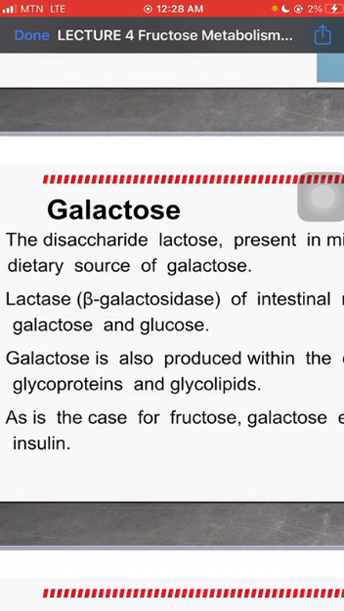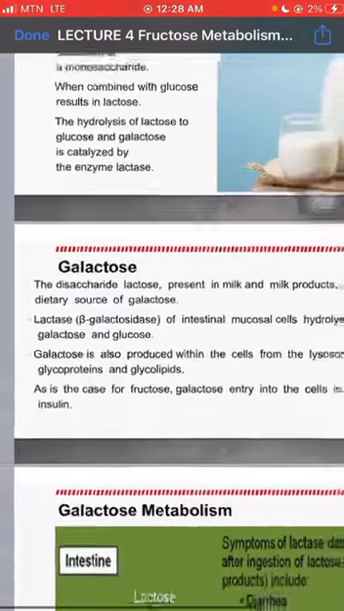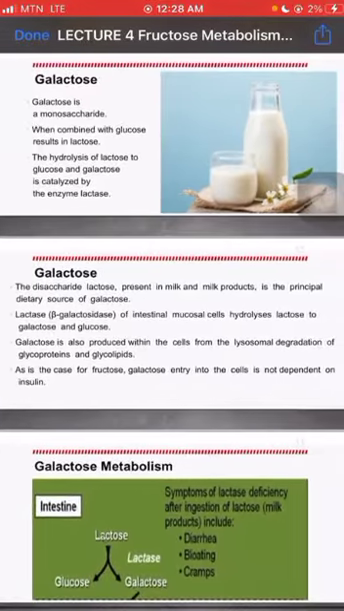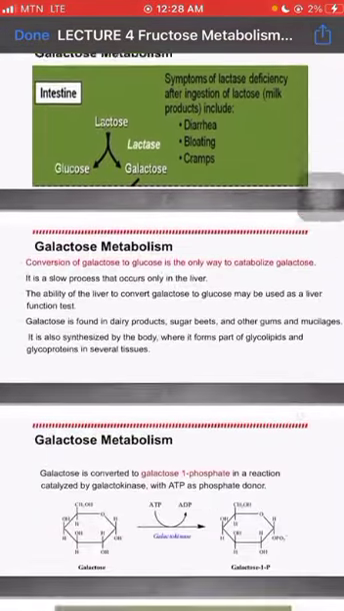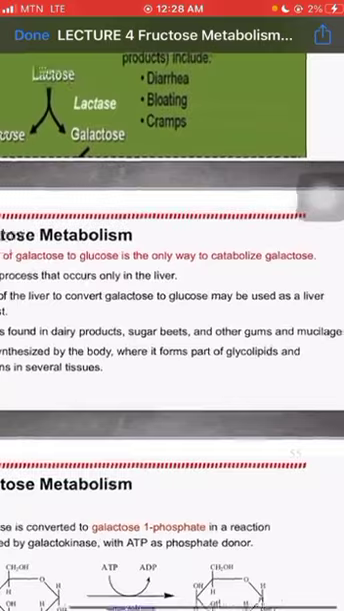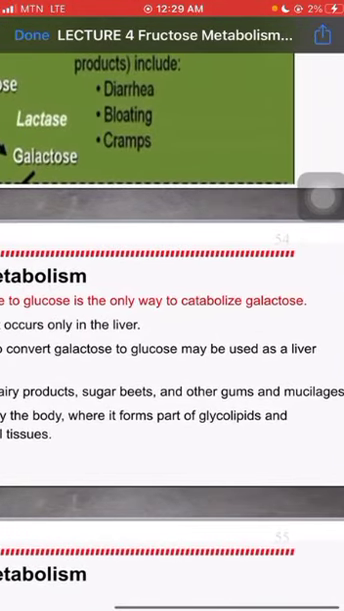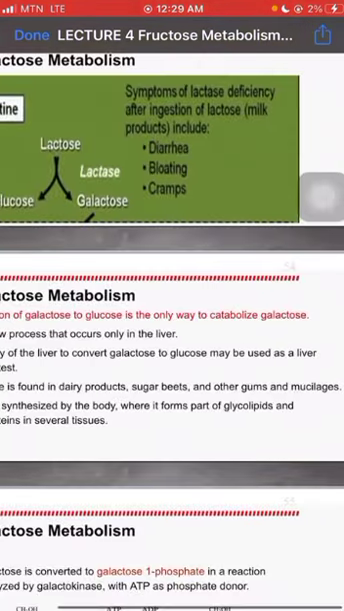So galactose can be produced by our body, and we can also get it from extra sources like sugar beets. Let me show you here, like sugar beets, gums, and what? Mucilages. Hope you can see it here. Sugar beets, gums, and what? Mucilages. Put that in mind.